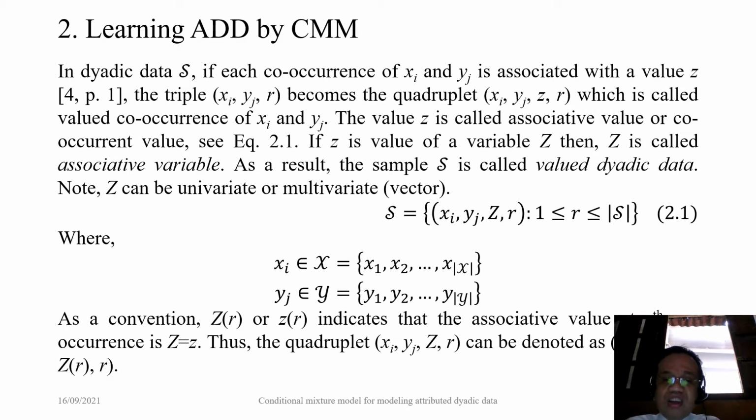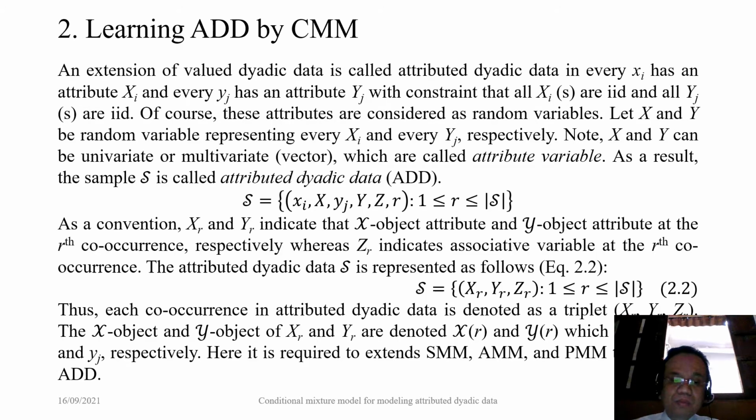As a convention, z_r indicates that the associative value at the r-th co-occurrence is z. Thus, the quadruplet x_i, y_j, z_r can be denoted as x_r, y_r, z_r. An extension of value dyadic data is called attributed data. Every x_i has an attribute and every y_j has an attribute, which are assumed to be IID on x_i and IID on y_j. Of course, the attributes are considered as random variables.